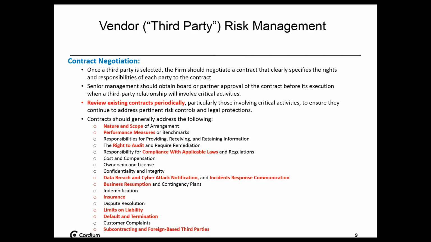You should look primarily around which ones are going to affect your service level requirements. If they're feeding you data, then it may be efficiency and timing of delivery. If it's other things around research or trade information, you want to look at how they're measuring up against the contracts. Responsibility for providing, receiving, and retaining information.